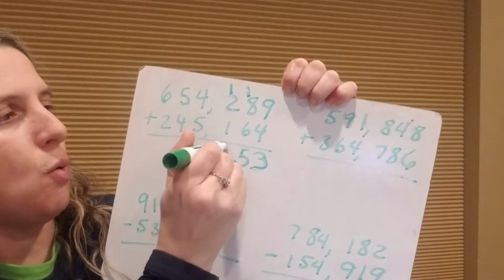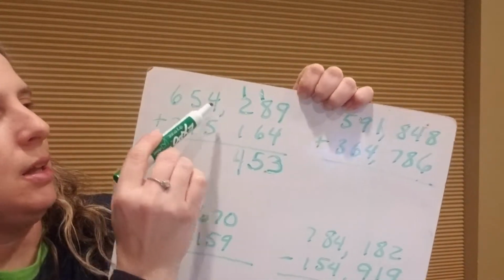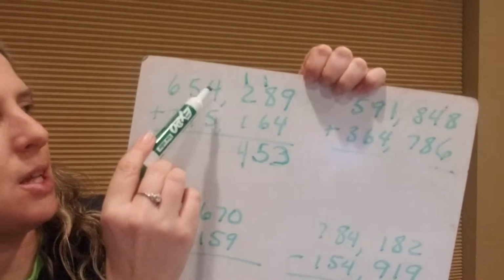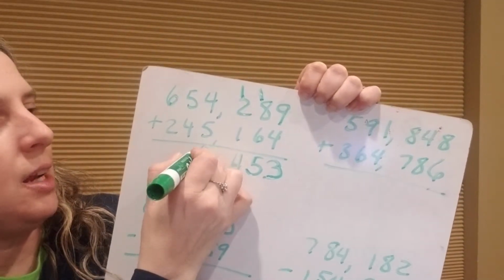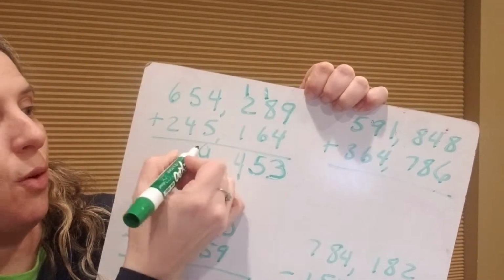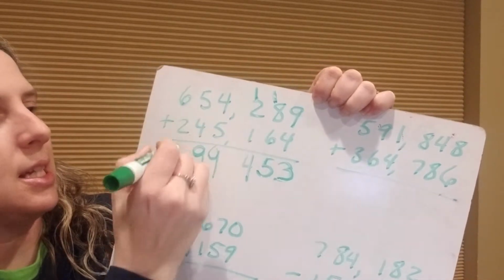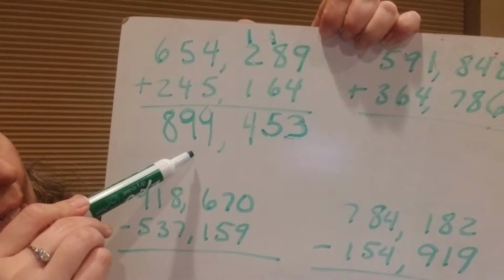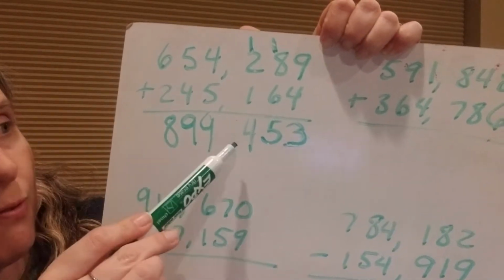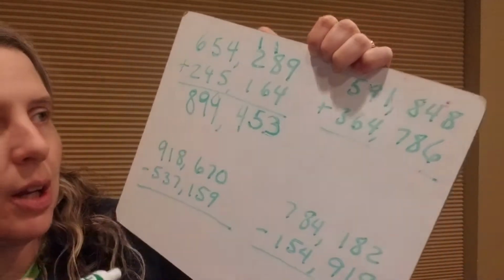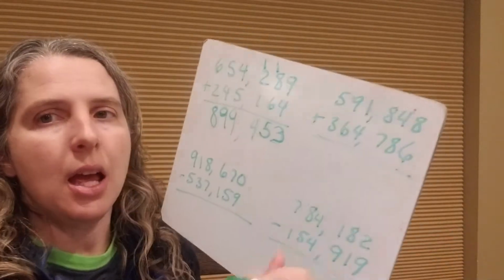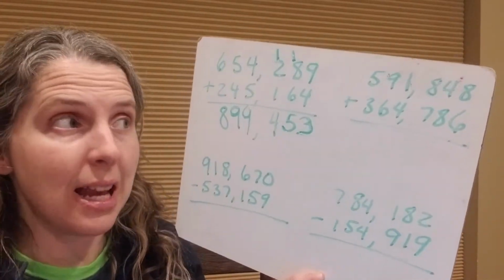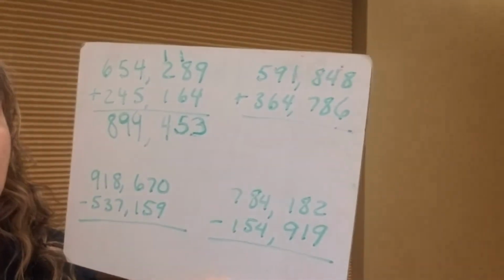2, 3, 4. Okay, and now I'm in the thousands place. 4 plus 5 is 9. 5 plus 4 is still 9. And 6 plus 2 is 8. So read my answer. 899,453. Good. All right, let's go on. If you have a major question, ask now and pause the video so you can get that answered.